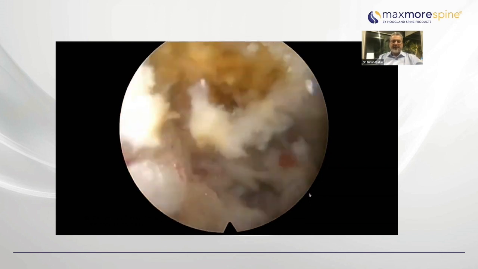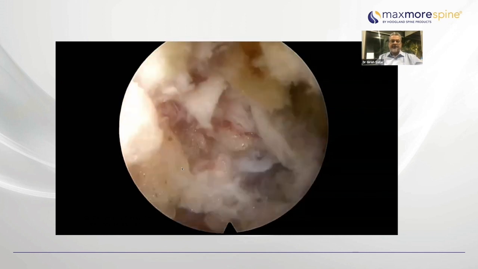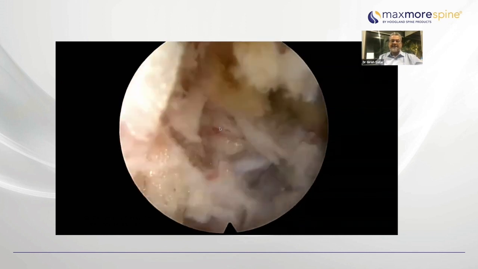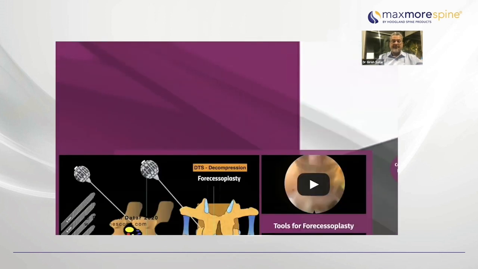So this is the holmium YAG laser that I'm using here. And now when I turn, this is the exiting root, this is the axilla, and this is the traversing root. I can take off more ligamentum flavum if I think that the traversing root is still compressed.